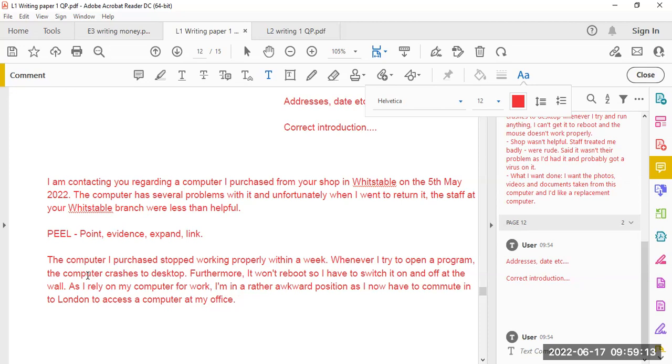Now, finally, what we do is we use that link thing. And you'll see, if you have a look at the mark scheme, which I'll probably be showing you guys next week, one of the key things is students being able to show that clear link between the different points they're making, the different paragraphs they're making, and the linked sentence at the end is really useful. Because I now want to talk about my next point. I want to introduce my next point, which is what happened at the shop.